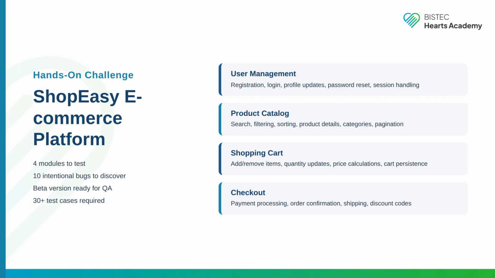This is where users spend most of their time. Does sorting work correctly for price, name, and date? Does pagination handle the last page correctly? Shopping cart covers adding and removing items, quantity updates, price calculations, and cart persistence.